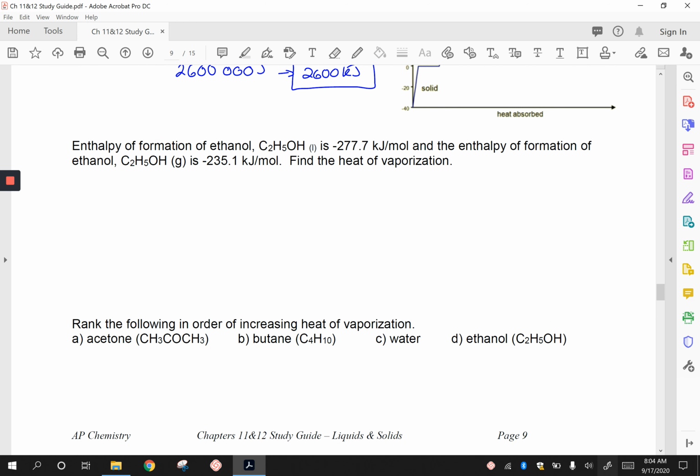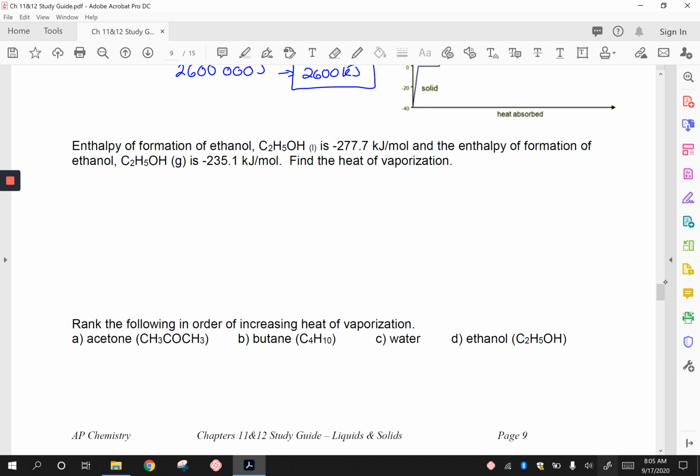Okay, let's look at the next one. It says the enthalpy of formation of ethanol is given to us. This is ethanol liquid, and this is ethanol gas, and we have the heat of formation for both of them. We want to find the heat of vaporization. So let's think about this.